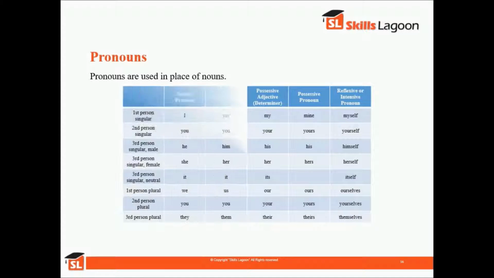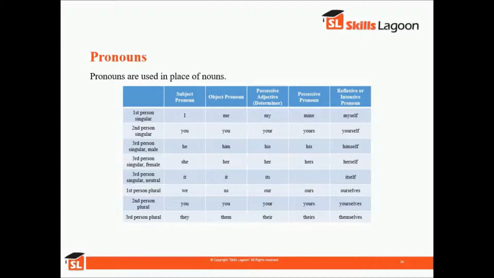So the next type of determiners is pronouns. So pronouns are used in place of nouns. So these are some types of pronouns: subject pronoun, object pronoun, possessive adjective determiner, possessive pronoun, reflexive or intensive pronoun. So if you want to use first person singular, then subject pronoun is I, object pronoun is me, possessive adjective would be my, possessive pronoun is mine, and reflexive or intensive pronoun is myself.